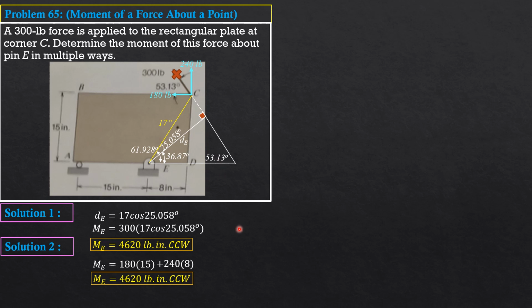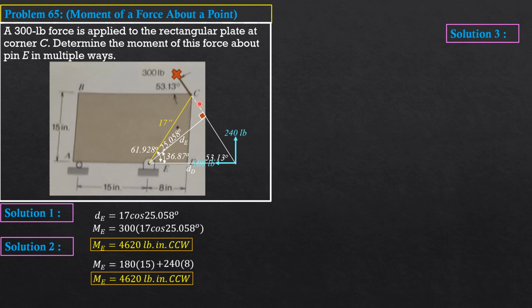Then the third method is by principle of transmissibility of a force. We transfer the components of force here along its line of action, as shown in the figure. So let's remove this. So only the vertical component of the force will have moment about E, and it is counterclockwise. So we need distance D sub D. This distance D sub D can be solved in this triangle CDE and this corner here by sine law.